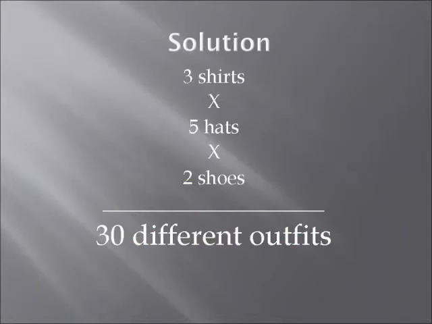The way you find the total amount of outfits is you multiply the number of shirts, 3, times the number of hats, 5, times the number of shoes, 2, and when you do that, you get 30. So there are 30 different possible outfits when you have 3 shirts, 5 hats, and 2 pairs of shoes.